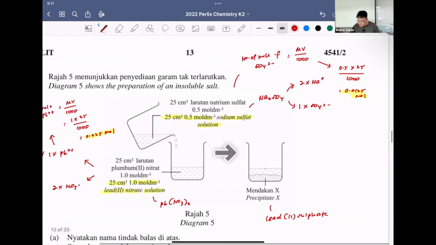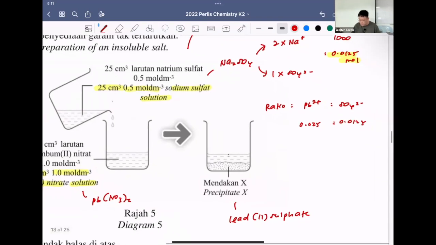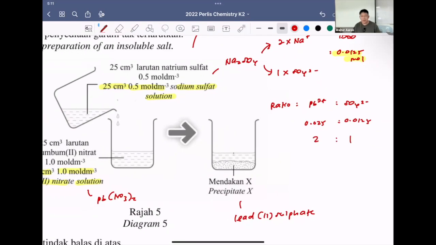So the ratio between lead ions to sulfate ions is technically 0.025 to 0.0125. So in terms of ratio, it is probably 2-to-1. But the ionic equation only shows that we need a 1-to-1 ratio, which means we have an excess amount of lead ions compared to sulfate ions.